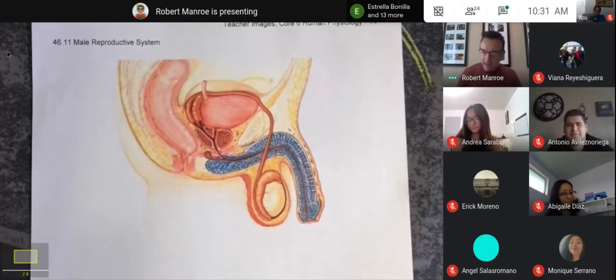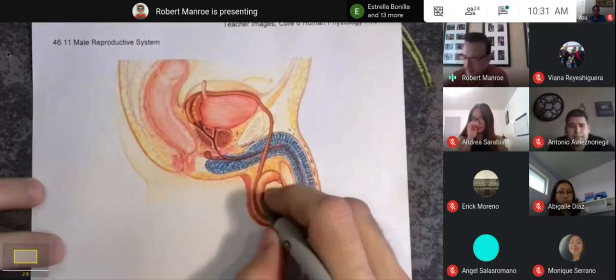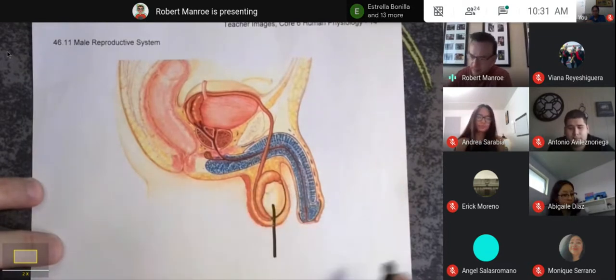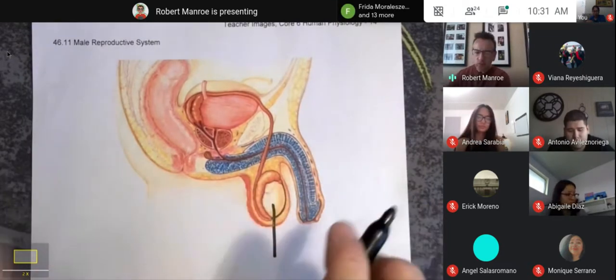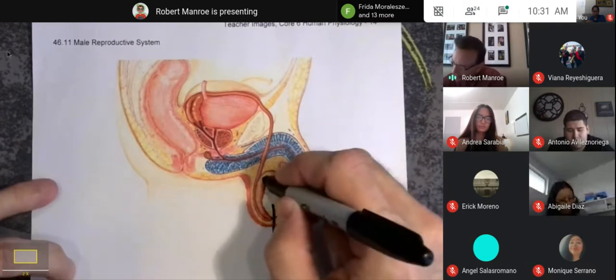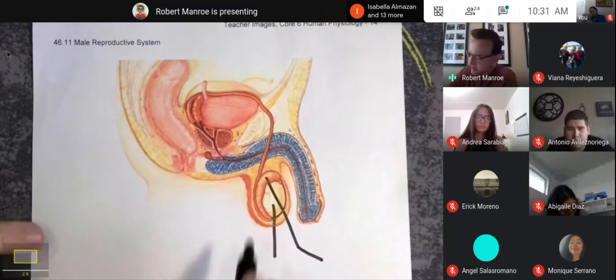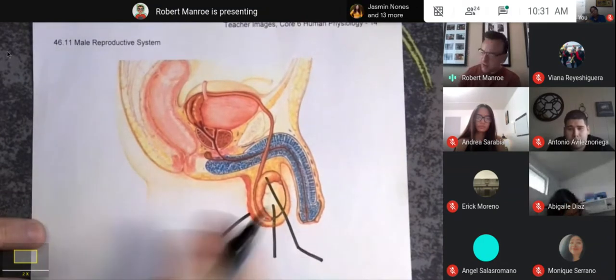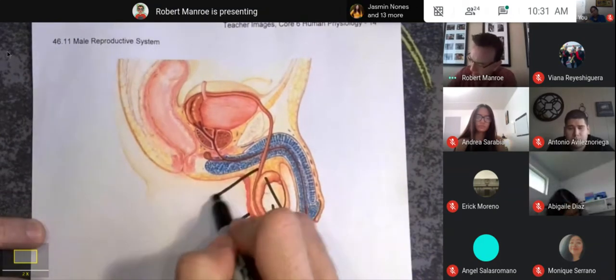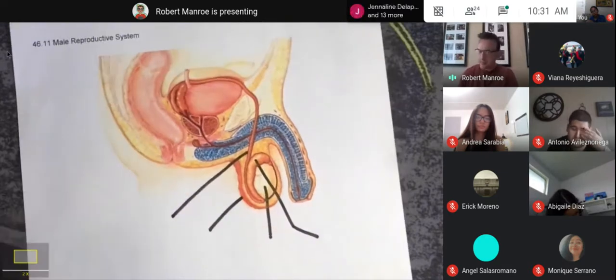All righty. Here we have testes. Here we will have, I'll grab the epididymis this way. Grab that way. So there's the epididymis. Then this will be the scrotum. These will be the vas deferens.